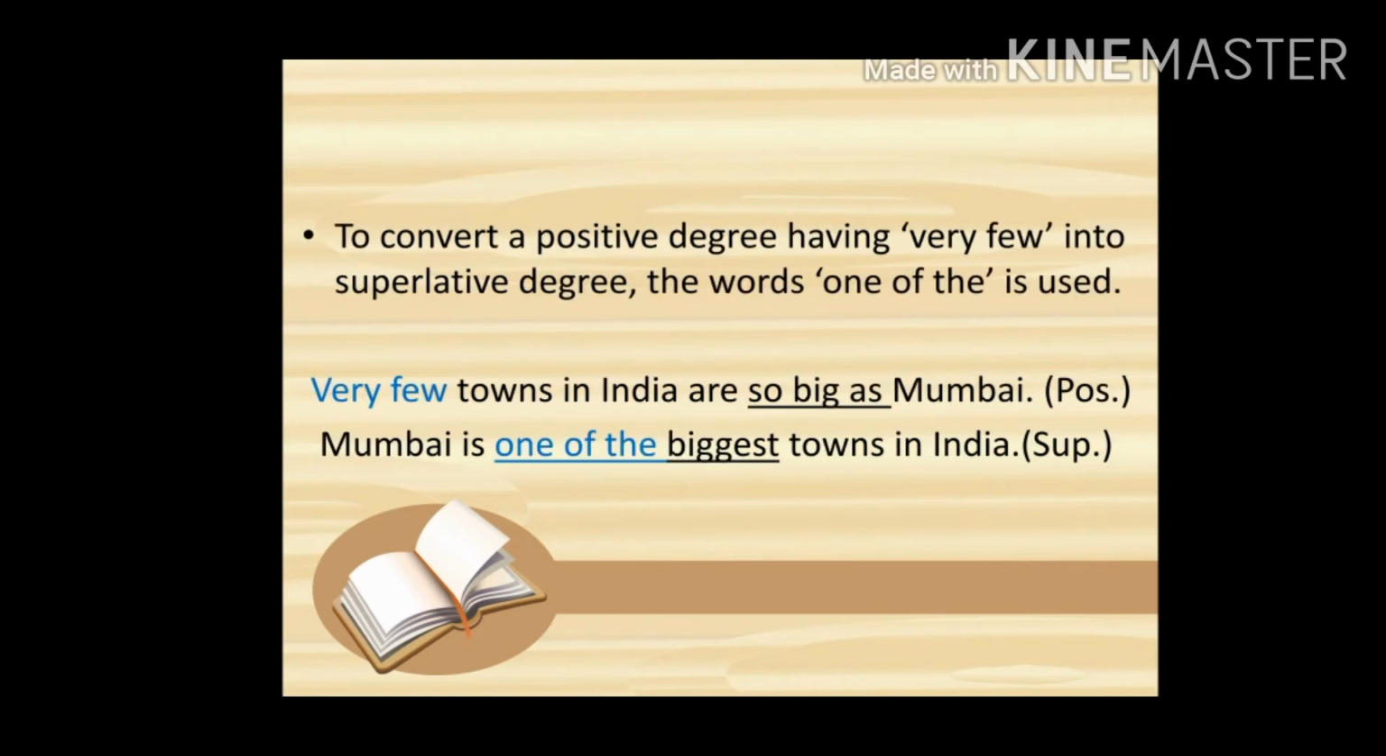Now, to convert a positive degree having very few into superlative degree, the words one of the are used. Example, very few towns in India are so big as Mumbai. Mumbai is one of the biggest towns in India.